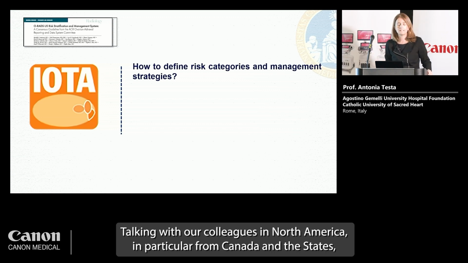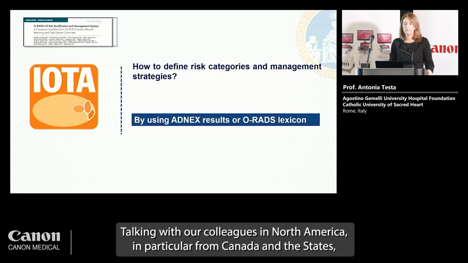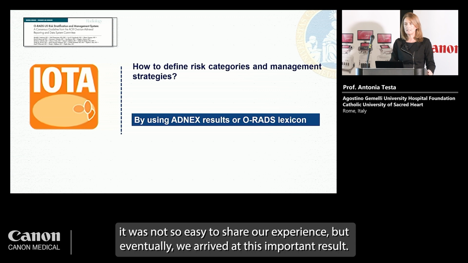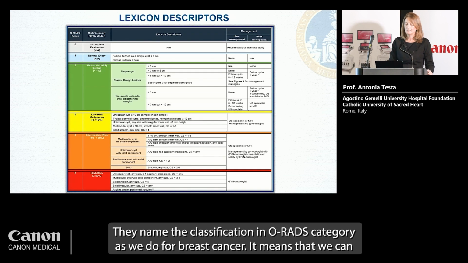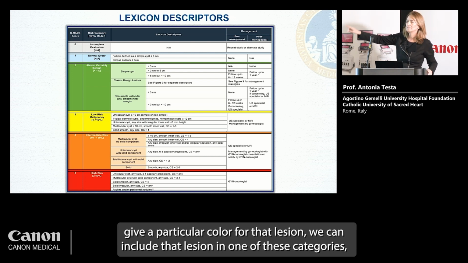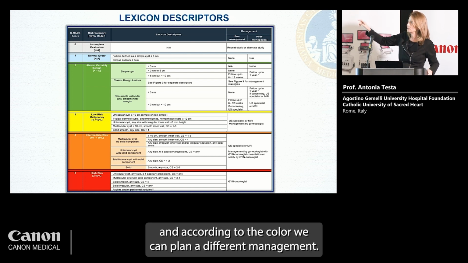Talking with our colleagues in North America, in particular from Canada and the States, it was not so easy to share our experience, but eventually we arrived at this important result: the classification in O-RADS categories, as we do for breast cancer. It means that we can give a color to a particular lesion, include that lesion in one of those categories, and according to the color, we can plan a different management.